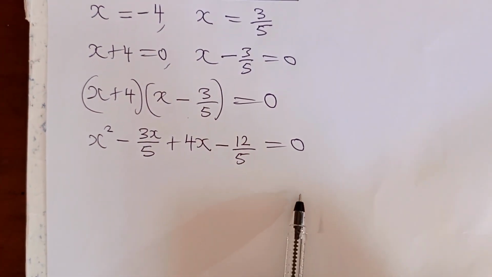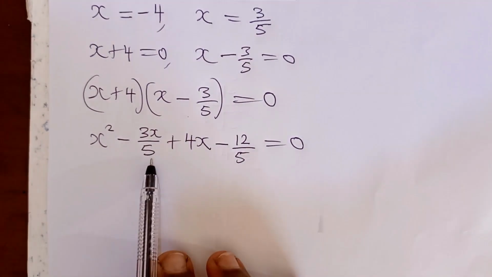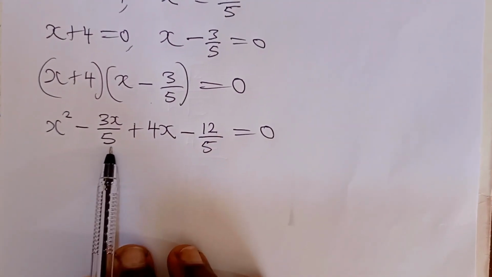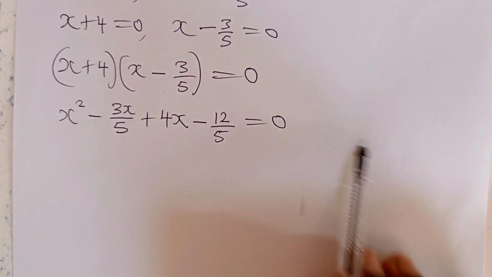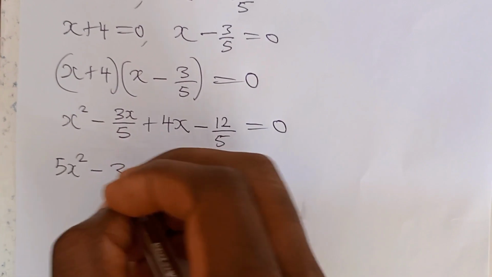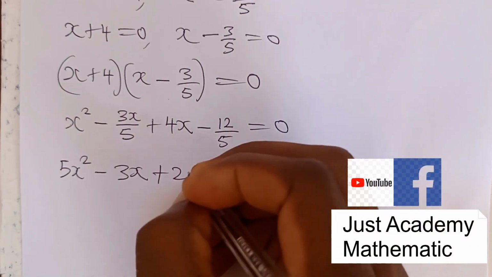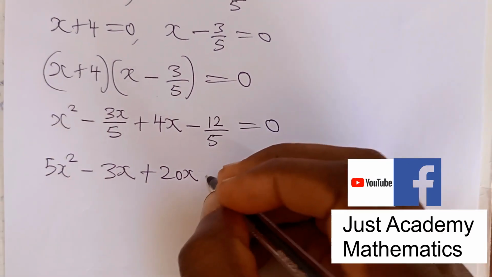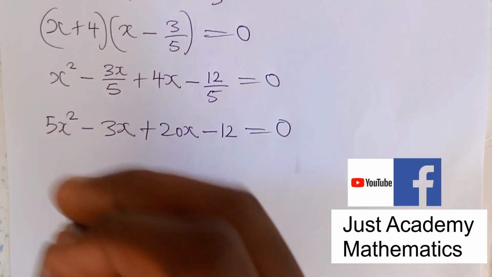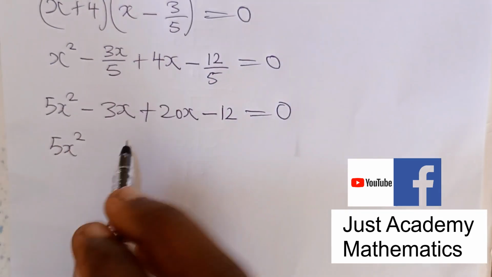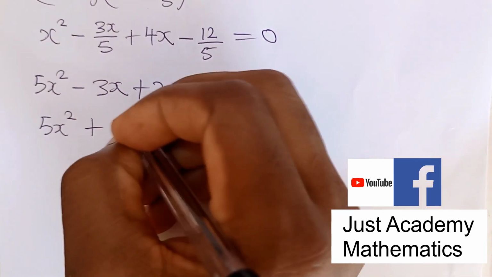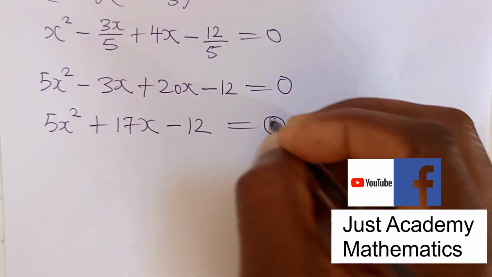As it is now, we can go ahead to add 1 under here, making it a fraction, and find the LCM. That is one way. Or we can multiply through with the common denominator, which is 5. So we multiply through by 5. We have 5x squared. 5 will cancel 5, we are left with minus 3x. We times this by 5, we have 20x. 5 will cancel 5, we are left with minus 12 equals 0. You will still get the same thing if you find the LCM. So from here, the equation is 5x squared. These two are in the same family, so we can combine them: minus 3x plus 20x is plus 17x, minus 12 equals 0.